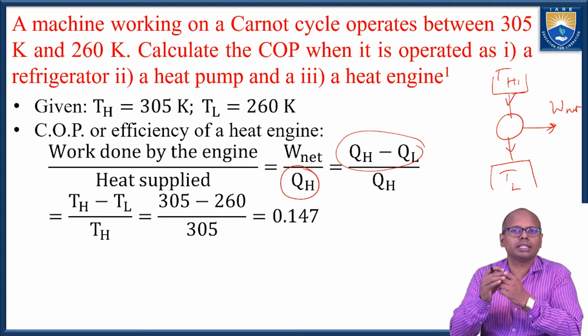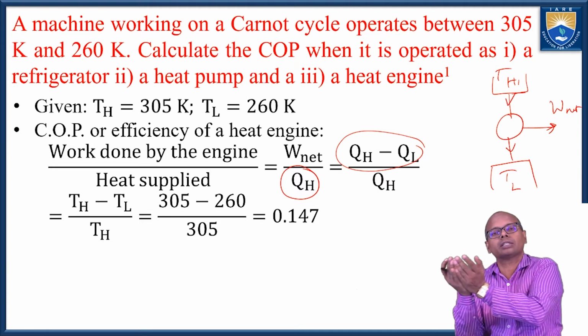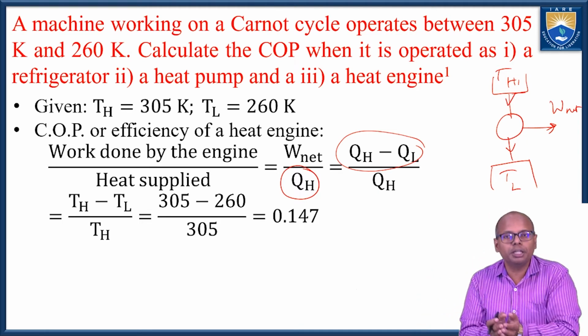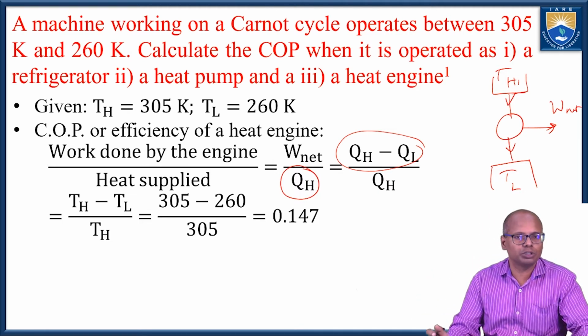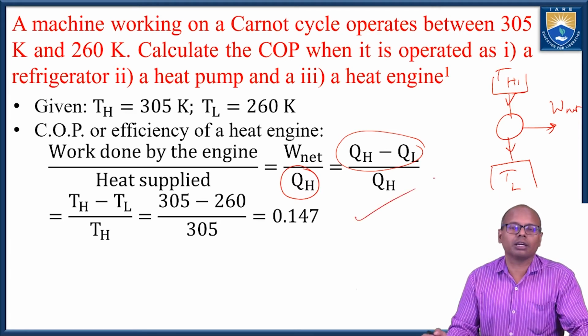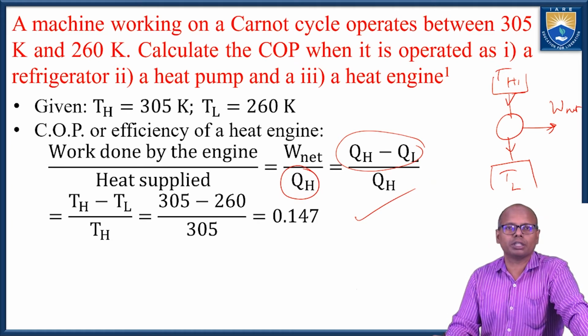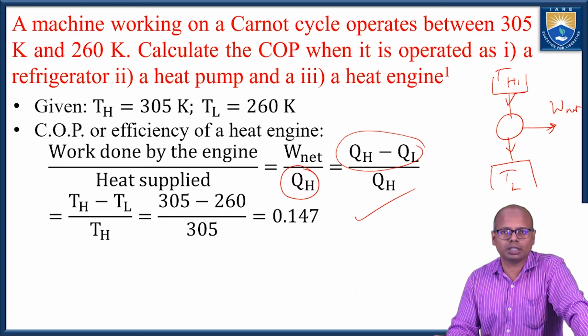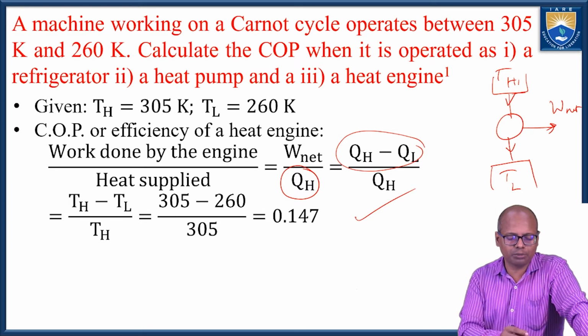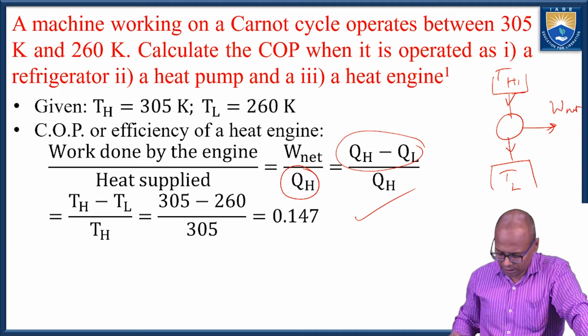And coming to the heat engine, the output is the amount of work the engine can supply, and the input is the heat supplied to the engine. So these are the three things that we should remember. If I remember these three things, any problem based on a refrigerator, heat pump or heat engine based on the Carnot cycle is easy to solve. So this is about the first problem. We will see two more problems and we will close the session today.